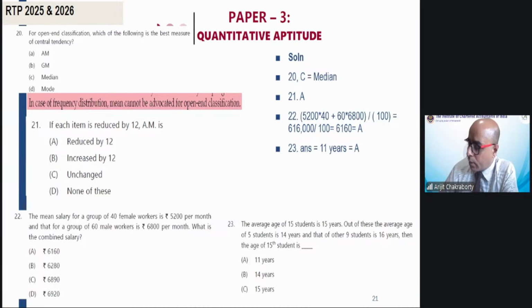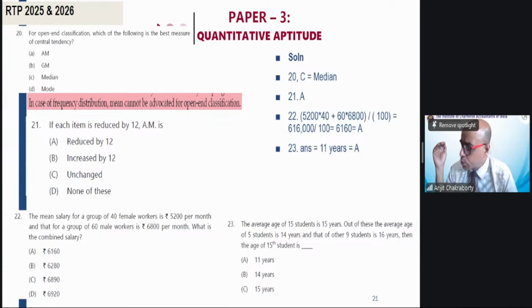If I add them, I am getting 214 as the total age of the 14 students. 14 students' total age comes to 214. Whereas it is given that the average age of the 15 students is 15 years.